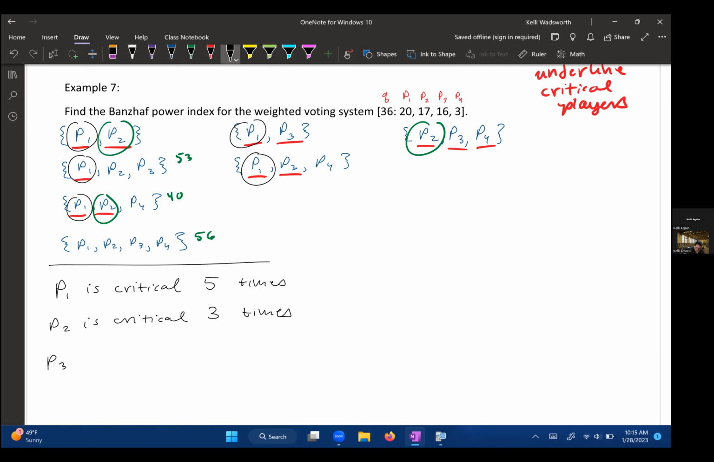All right, what about player 3? Oh, player 3 is critical. Where? 1, 2, 3. Also 3 times. And then player 4 is critical. Oh, I'm writing with blue. Okay, that's fine. Just 1 time though. Player 4 is only underlined up here once. So 1 time. I wrote times. Really we would say 1 time, right?